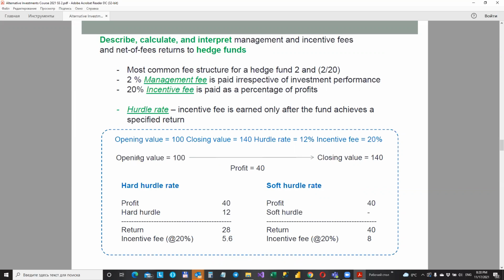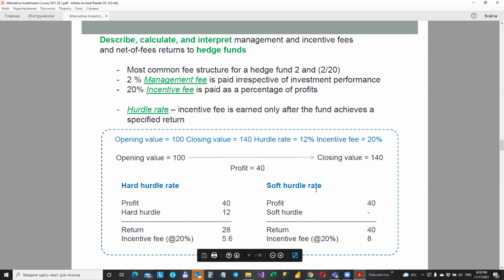Just imagine you have a hedge fund with a 2 and 20 fee structure. You have an opening value of 100 and a closing value of 140. The hurdle rate is set to 20%, management fee to 2%, and incentive fee to 20%. So the profit is 40. Then the value for the hurdle rate is 12, that is 12% above the initial 100 investment. Then the return above the hard hurdle rate is 28. That means the incentive fee, that is 20% of this 28, equals 5.6.